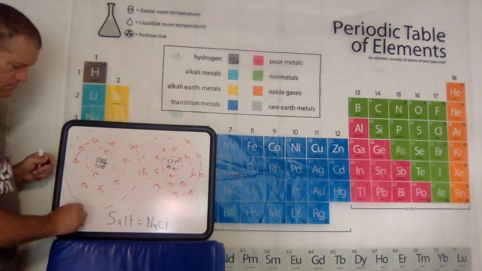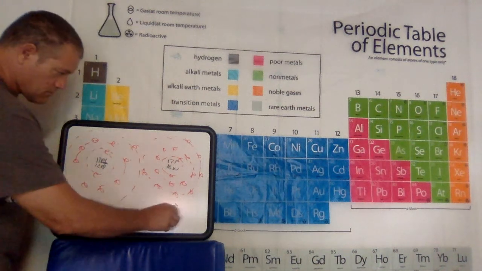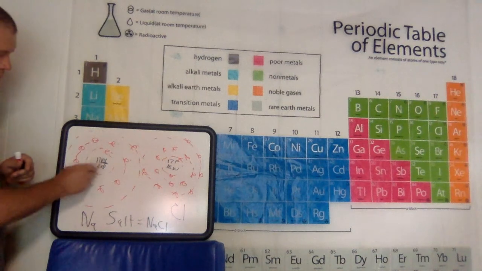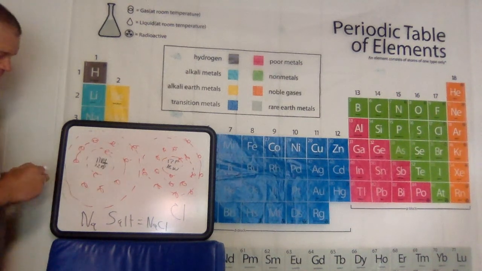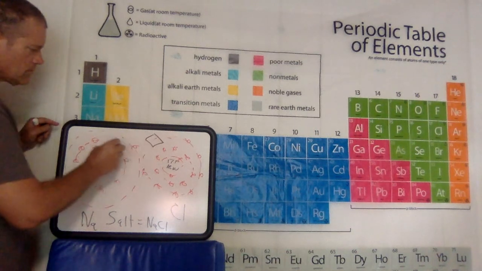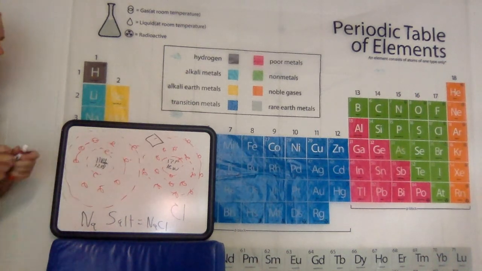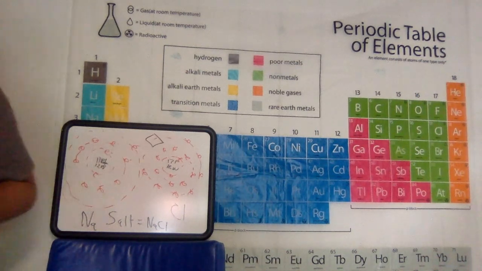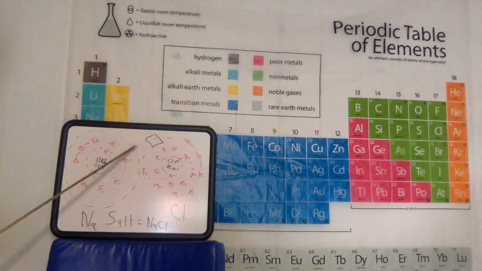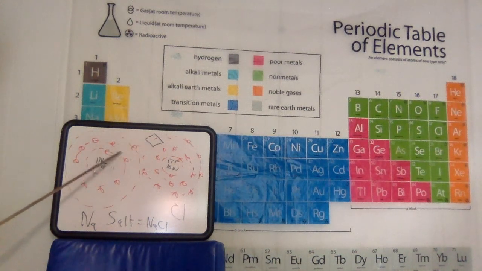Sodium has 11 protons: 2, 8, and 1. That 1, now here's the deal. Chlorine desperately wants to take an electron and have a full shell. Sodium desperately wants to give away an electron and go to 2 full shells. They'd rather have 2 nice full shells.